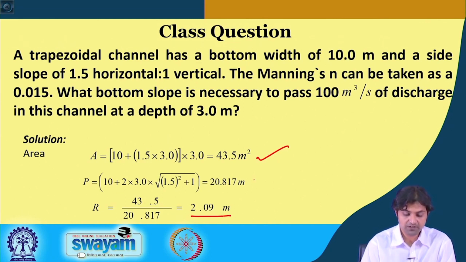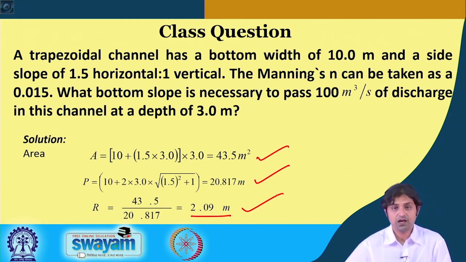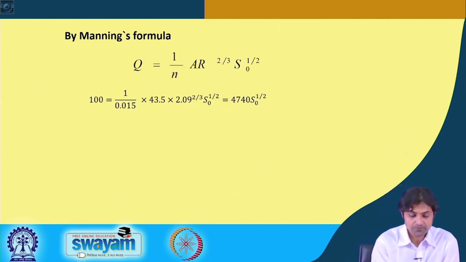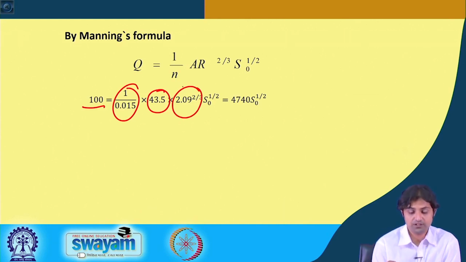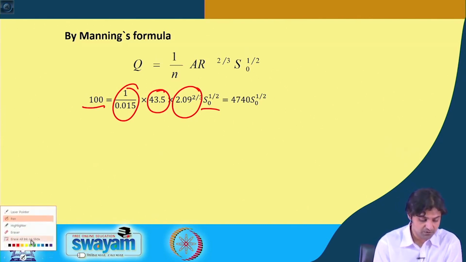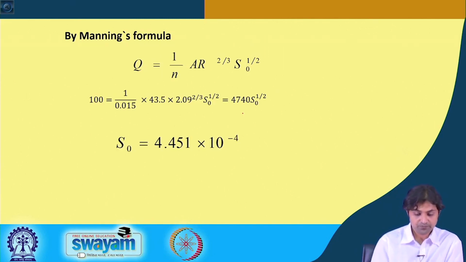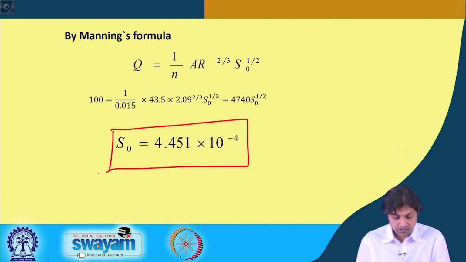So, we have been able to find out area, the perimeter, and the hydraulic radius. So, by Manning's formula, Q is 1 by n A R to the power 2 by 3 S naught to the power half. Q we already know, n is already told to us, area we have already found out, and hydraulic radius we already found out as 2.09, dividing A by perimeter. S naught is something we do not know. So, this comes out to be 100 equals 4740 into S naught to the power half, and if you calculate, S naught will come out to be 4.451 into 10 to the power minus 4.